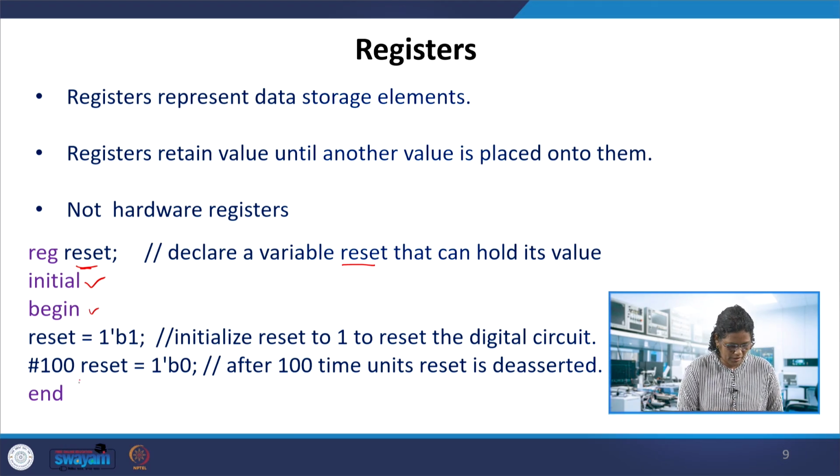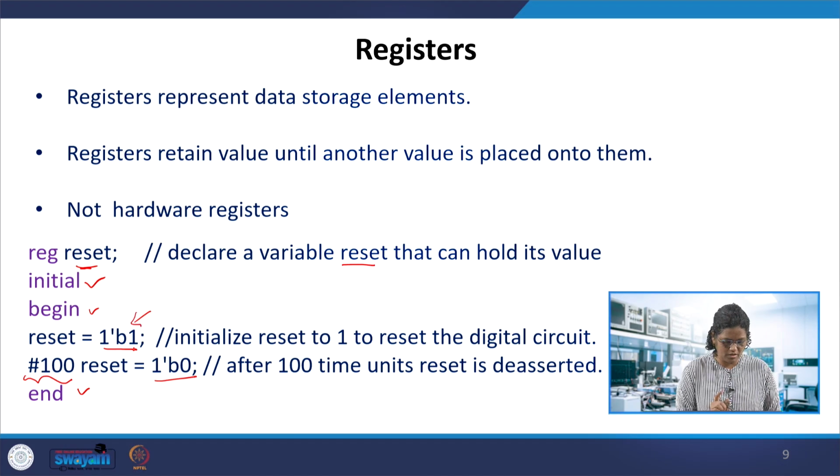So begin and end: within the behavioral description, if you have multiple statements, the block is to be written with begin and end. So you have two statements here in this code. Reset is now made 1'b1, initializing the reset with one value. After that, you can notice that there is a hash 100, meaning the time unit. So after 100 time units, reset equals 1'b0.